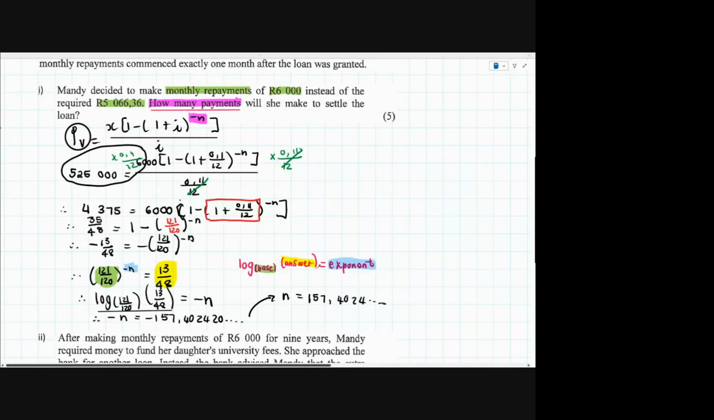All right, so we type in log of our base 121 over 120 to 13 over 48. So there is everything typed in exactly as I've written it down. And we get negative 157,402. So Lorato, just double check. Make sure your calculator, there shouldn't be anything weird in terms of the settings. So just type it again for me. If it's still weird, then I might need you to put on your camera so I can look at your calculator.